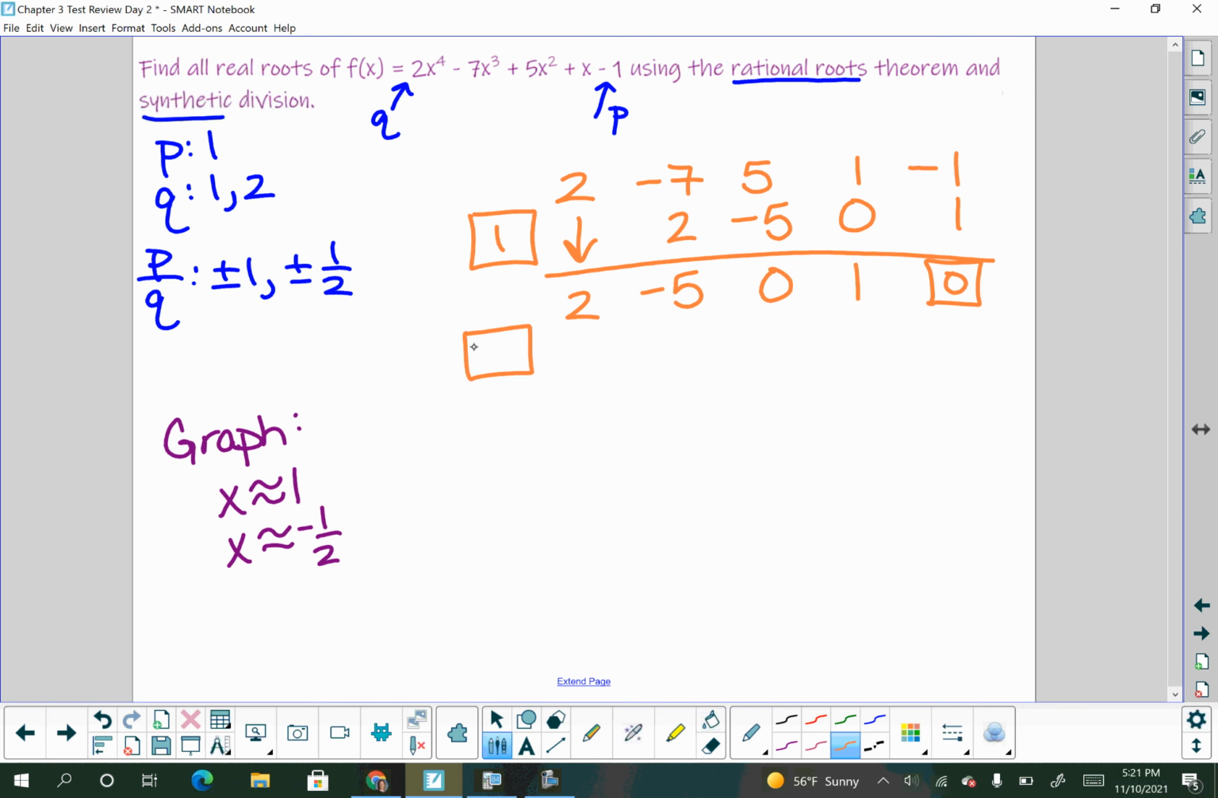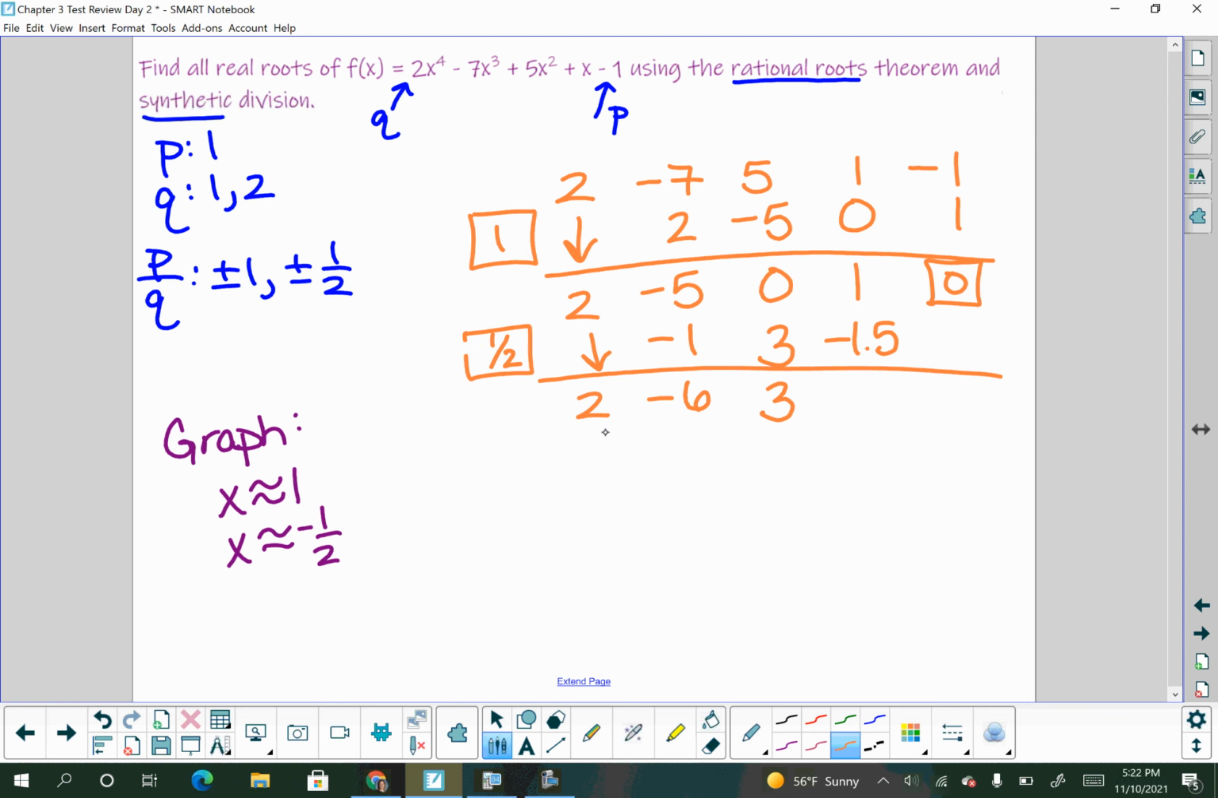Let's try negative a half. Remember, if something doesn't work, you just erase it and try a different number. 2 times negative a half is negative 1, which gives me negative 6. Negative 6 times negative a half is 3, which gives me 3. Times negative a half is negative 1.5, and that is not going to give me a remainder of 0. All right, that's not good.